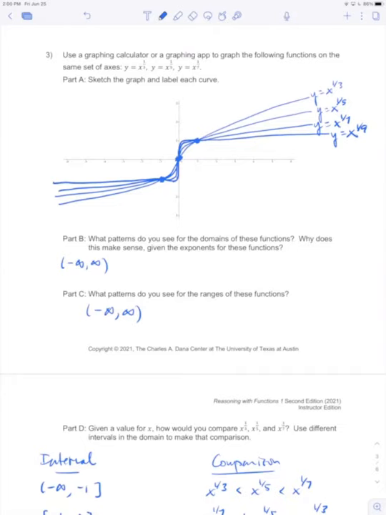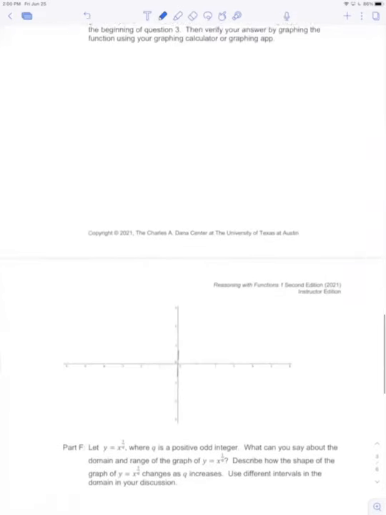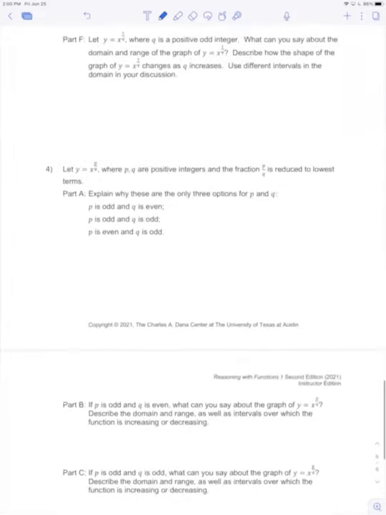Let's go to part F here. Where did it go? Way down here. There we go. It says let y be equal to x to the 1/q, where q is a positive odd integer. What can you say about the domain and range of the graph of y equals x to the 1/q? We want to describe the shape of the graph and the changes and the different intervals. So we could say the domain and the range, they are both all real numbers.